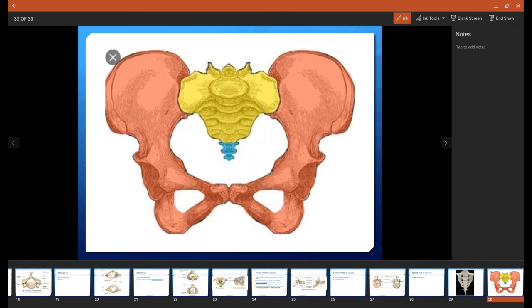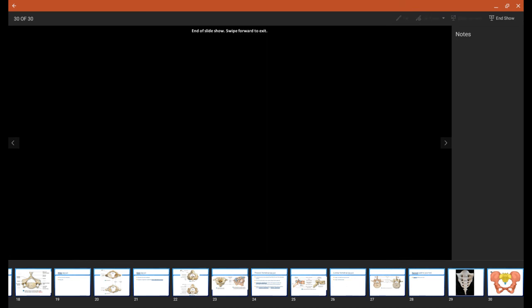And so the sacrum is what's articulating with the ilium to form the posterior wall of the pelvis. And so we can also see the coccyx as it sticks down there. And that'll complete the bones of Chapter 8.